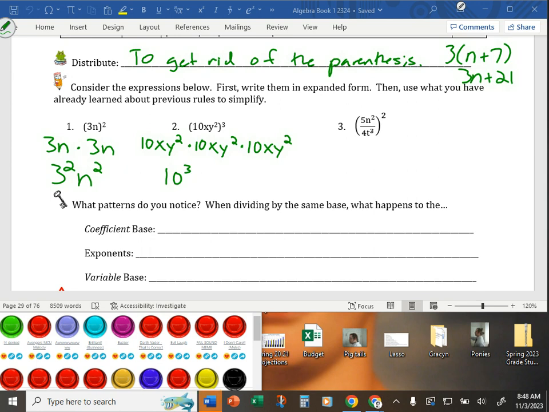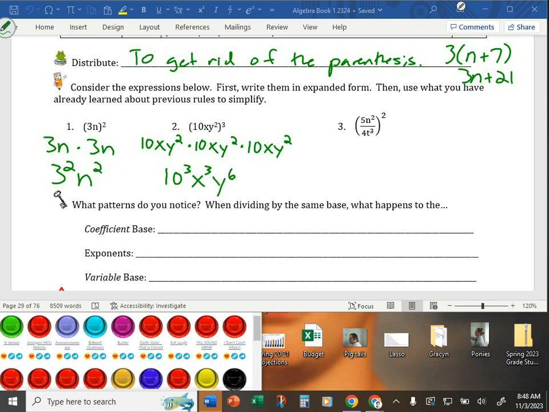How many x's do we have all being multiplied? 3. And how do we write that? X cubed. Now this one, be a little bit careful. How many y's do we have in total all being multiplied together? 6. We have 6 of them. What? Because how many y's are in a y squared? 2. Plus another 2. Plus another 2. That makes 6 in all.